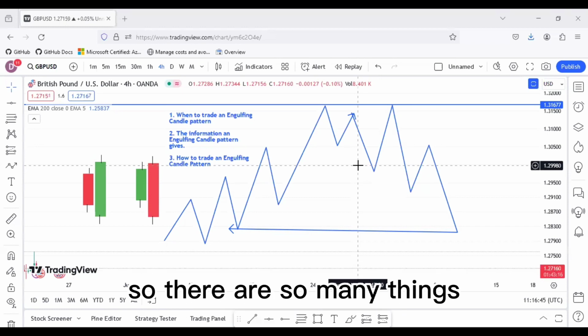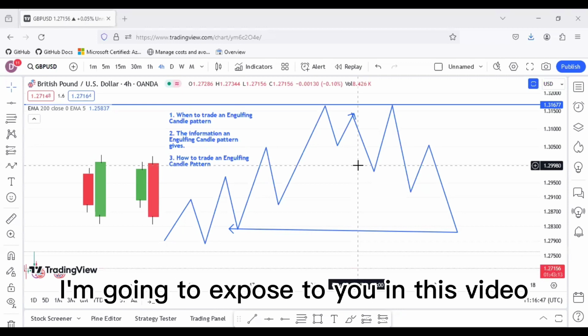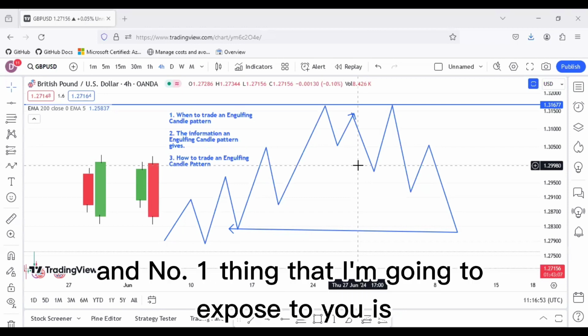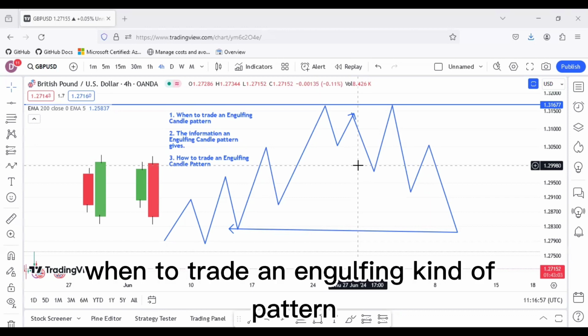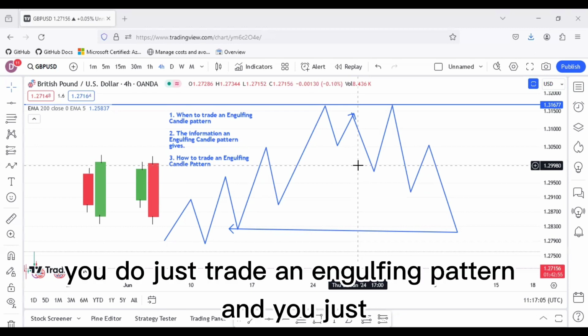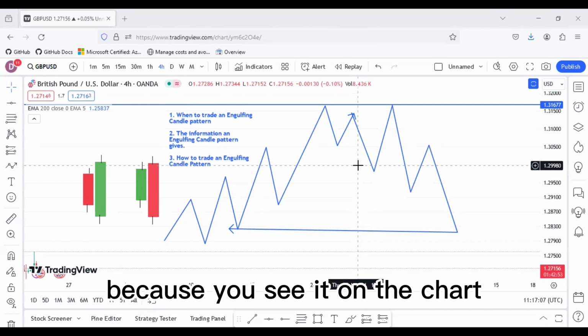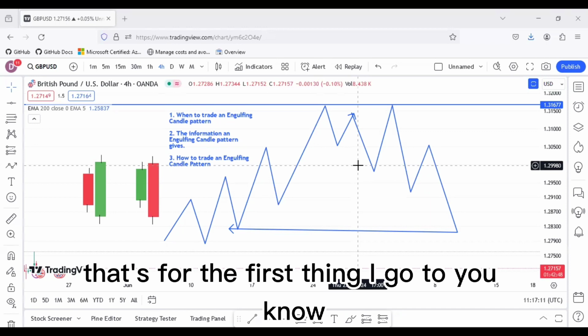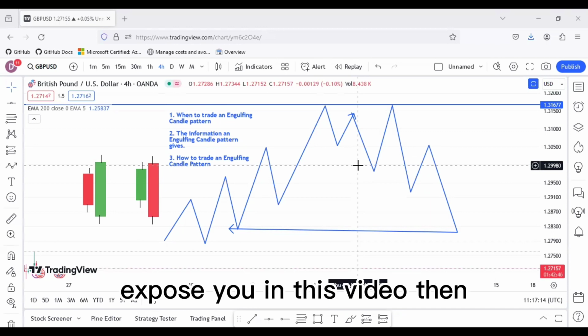So there are so many things I'm going to expose to you in this video that will change the game for you. The number one thing that I'm going to expose to you is when to trade an engulfing candle pattern. You don't just trade an engulfing pattern anyhow just because you see it on the chart. When do you trade it? That's the first thing I'm going to expose to you in this video.